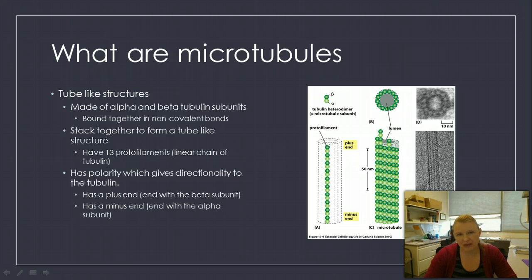Don't worry too much about what that means quite yet. You're going to see that here in a second. But just know there's a plus and a minus end, and the plus end is when it ends in a beta subunit, and the alpha end is the minus end. And we have these protofilaments that stack together to form these tube-like structures.